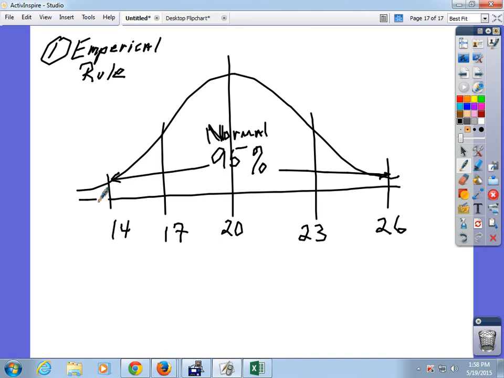3 standard deviations would be what? 14 minus 3 is 11. This is called unusual. And out here, it's called outliers. Your 6-foot second graders.